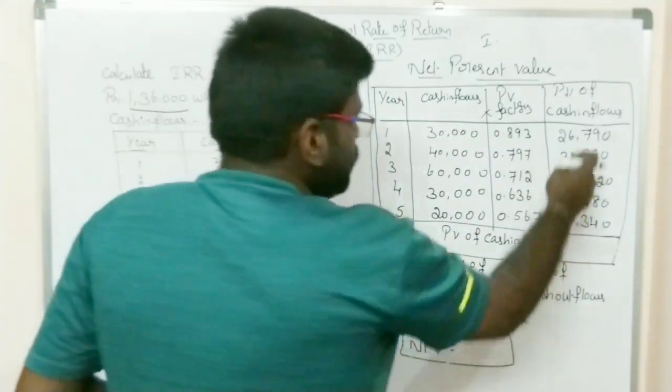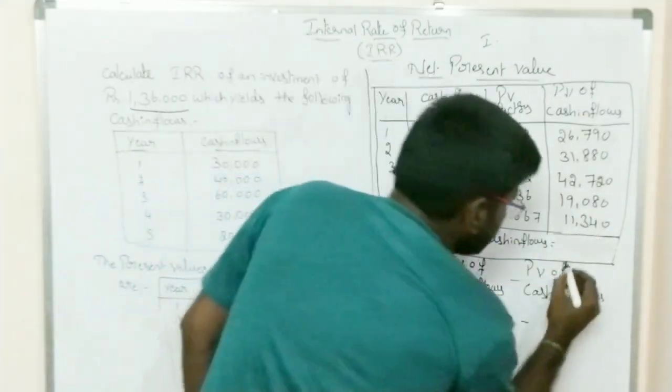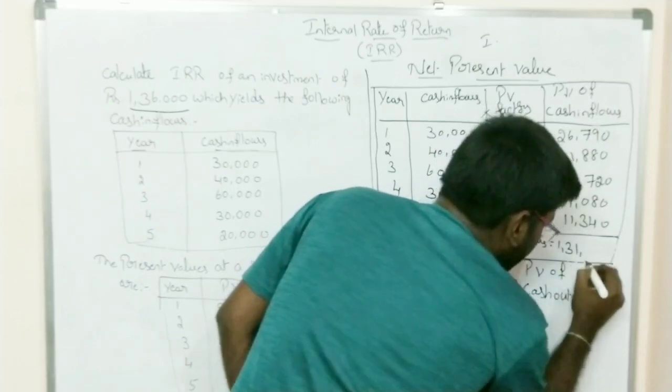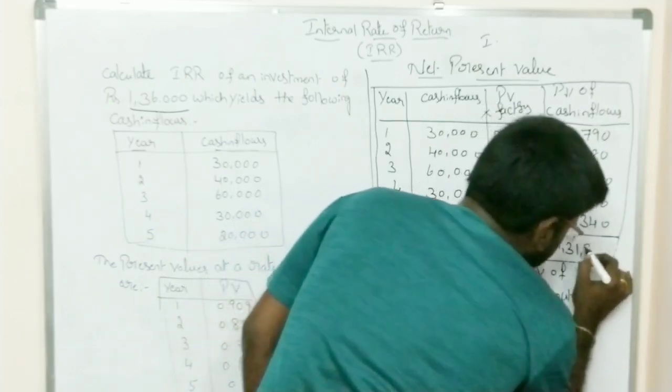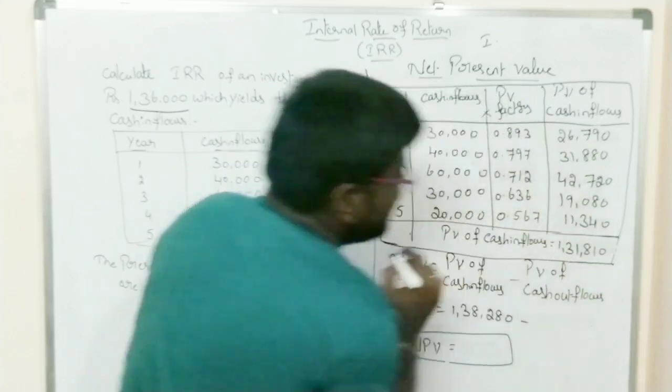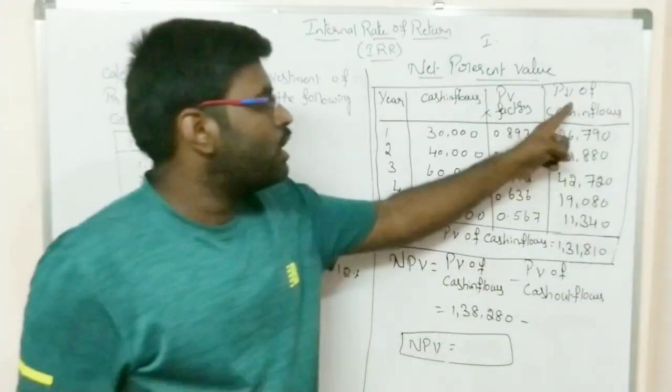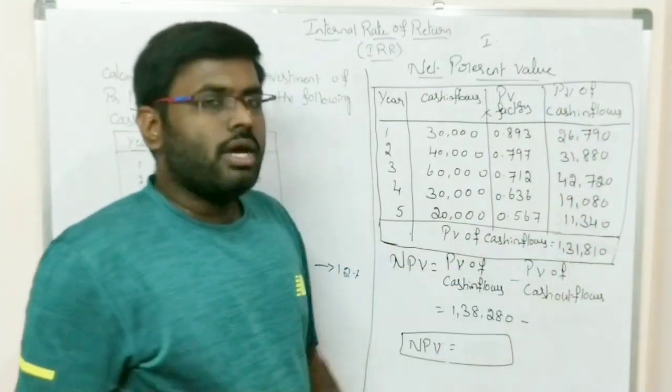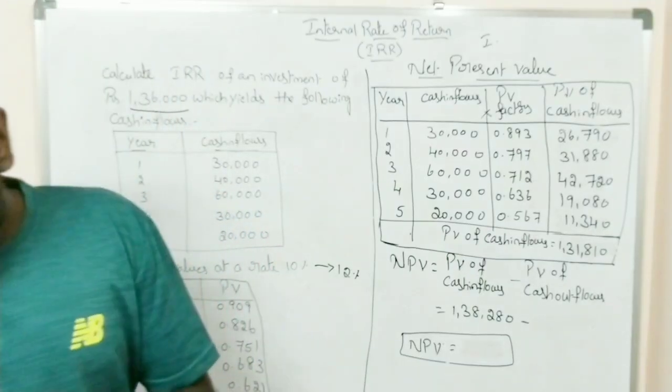Then the next step is the summation of all the present values of cash inflows, which we get as 1,31,810 rupees. That is the summation of all the present value of cash inflows. Now we have to go for calculating the NPV.